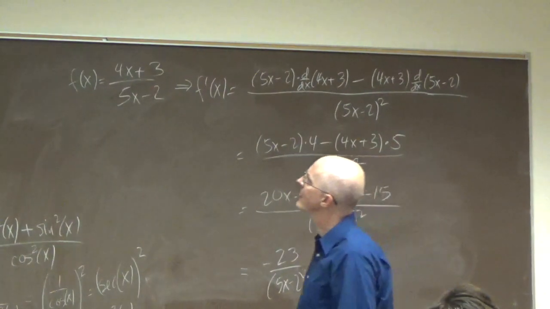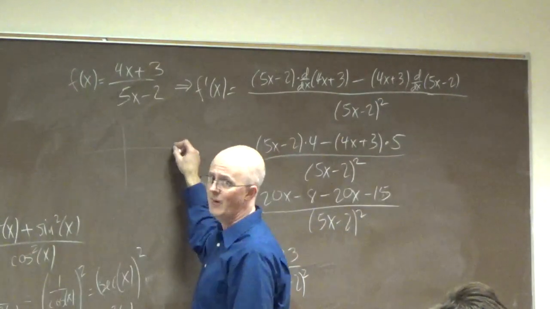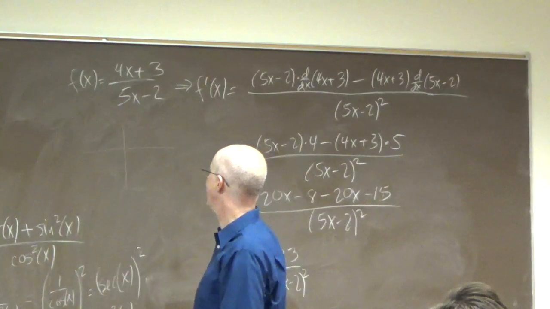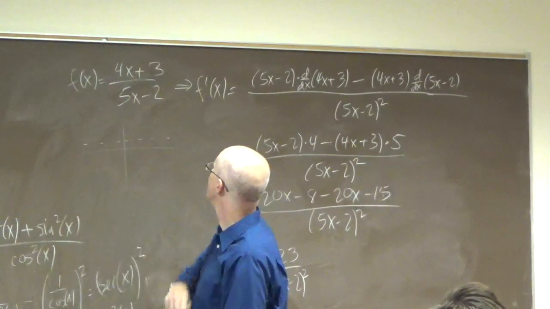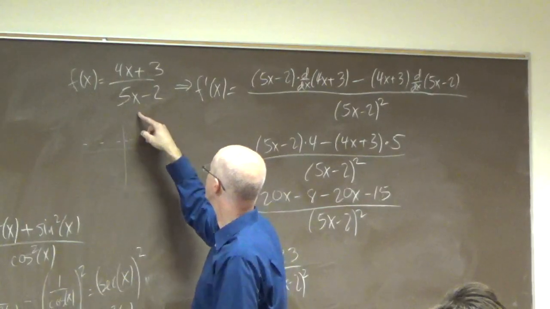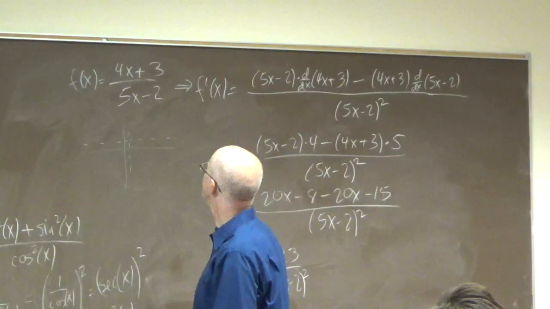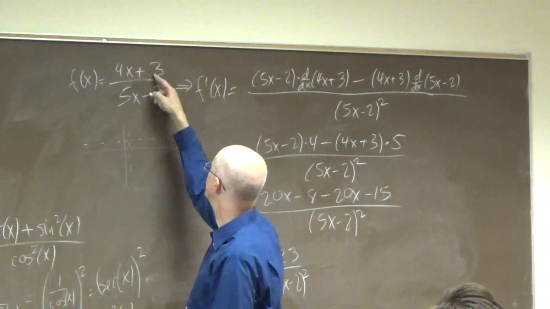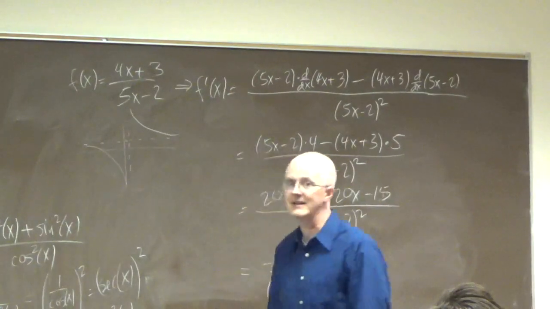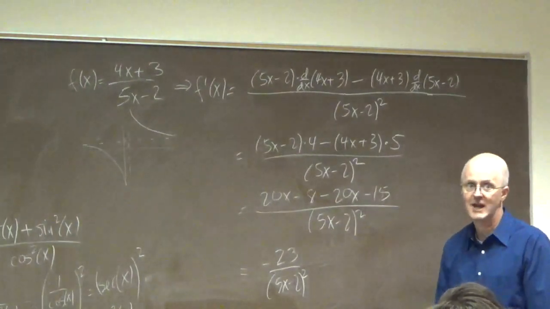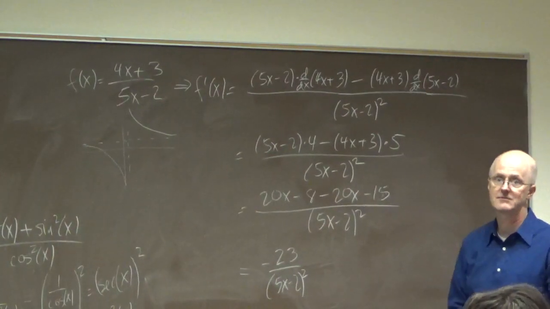Function. Is that really true? It's a rational function. It's got a vertical and horizontal asymptote. Horizontal asymptote is 4/5. Vertical asymptote, that would be what, 2/5. And x-intercept at negative 3/4. I think it looks something like this. Yes, it's decreasing wherever it's defined. You can check that on your calculator. Its derivative is always negative.